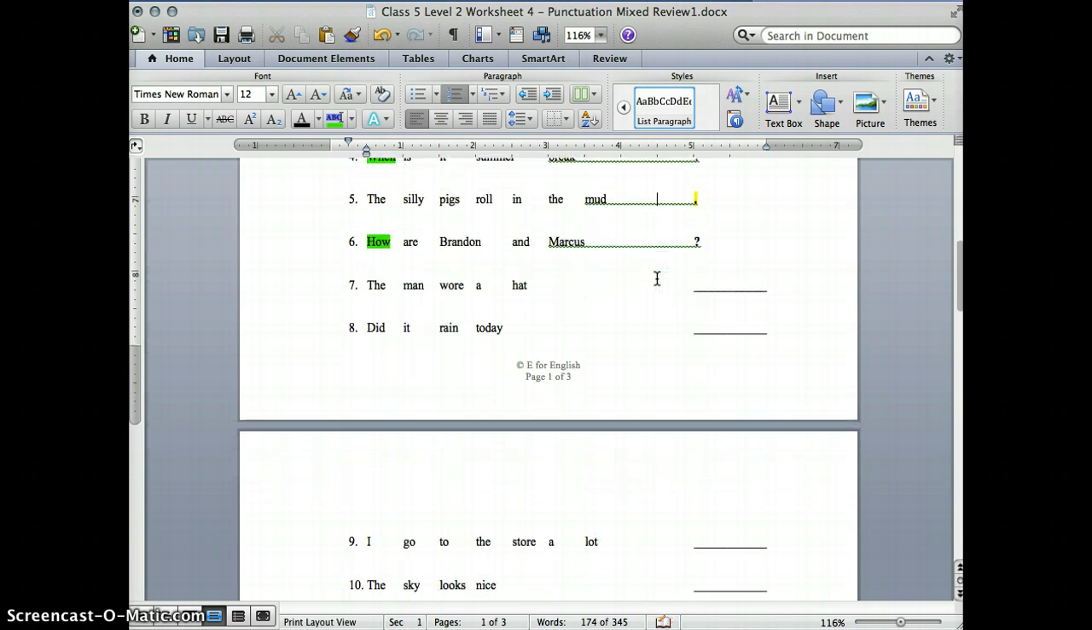Okay, the man wore a hat. Is that a question or a statement? Good. It's a statement. So we're going to put a period there. Did it rain today? Is that a question or a statement? Good. It's a question. And again, there's another key word here that I want you guys to notice. Did at the beginning of a sentence usually means that that sentence is going to be a question. Because when you have did at the beginning, you're phrasing the sentence in such a way that you're making it a question. So that's why this one has a question mark at the end.